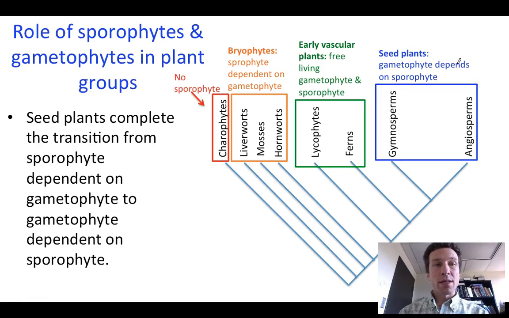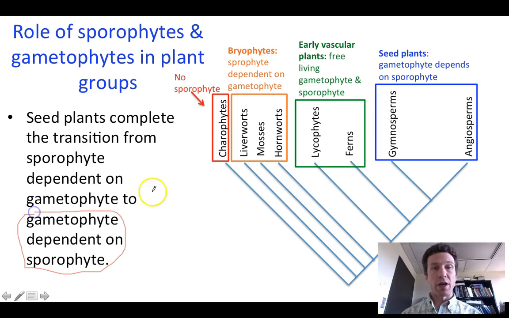So what I want to do on this diagram is talk about the role of the sporophyte and gametophyte generation in the various groups of plants that we've talked about throughout the semester. We are going to see that seed plants complete the transition from having a sporophyte that is completely dependent on the gametophyte to the reverse. We are now going to have a gametophyte that is dependent on the sporophyte. So that's a major change, and I want to make sure that it's clear.